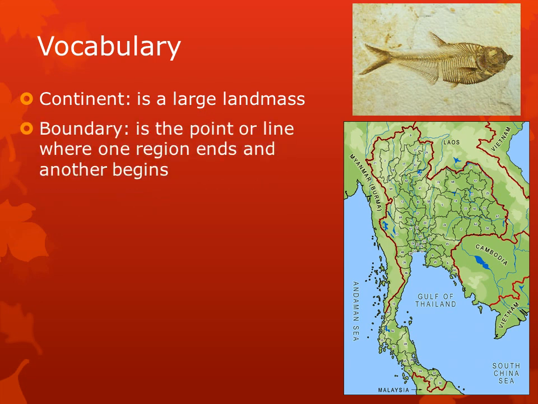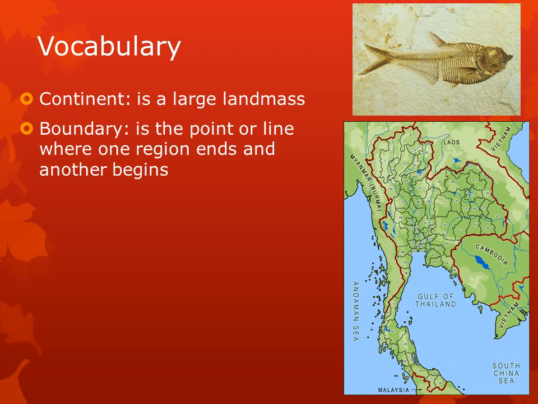Next one is a boundary. This is the point or line where one region ends and another begins. Okay? So I want you to reference the picture to your right, the bottom picture. This is a zoomed in map of Southeast Asia, specifically Thailand. And you see the red line that outlines the country. Okay? This is the boundary of Thailand and, let's say, Laos, or Thailand and Myanmar, or Cambodia, or Malaysia.